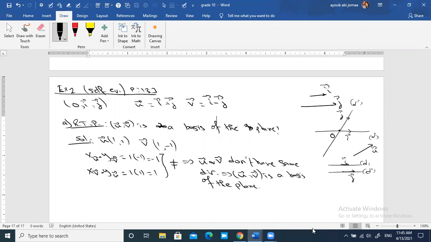Any two vectors that are of different directions form a basis of the plane. So u, v here form a base of the plane. Is that clear? Do you have any questions? Should they be perpendicular? If they are perpendicular, then we have the special case, an orthogonal system.